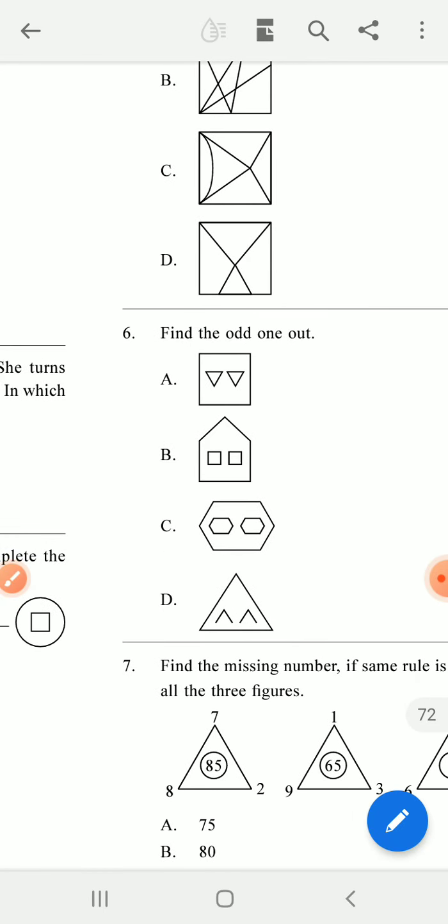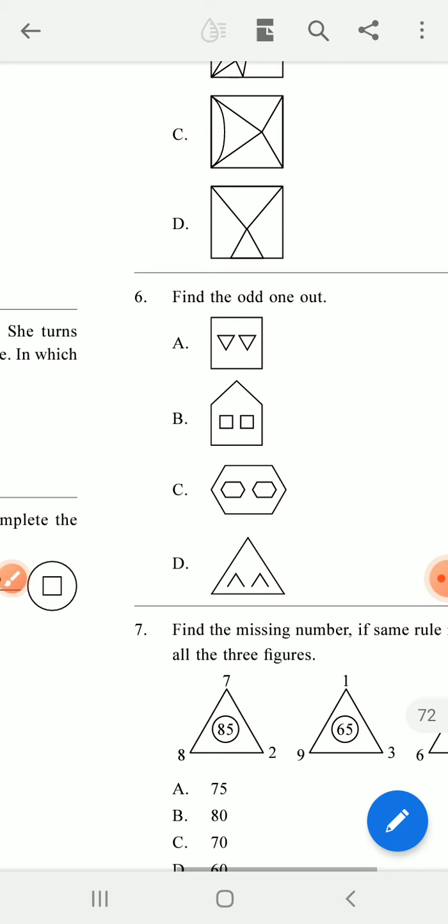In math number 6, 6C is the odd one out. Why? Because in a square there are 2 triangles upside down. So 6C, C is the answer.